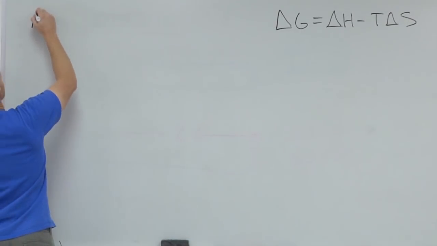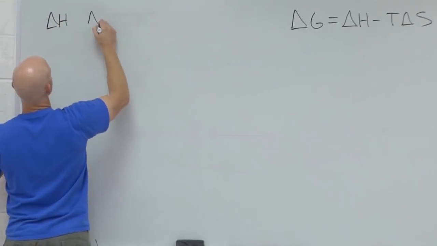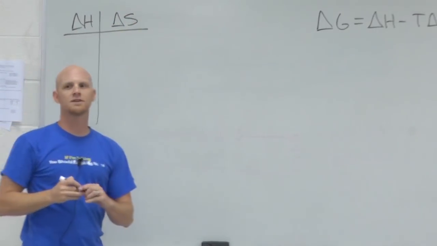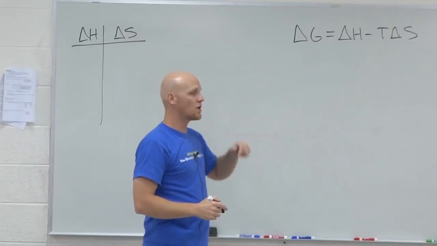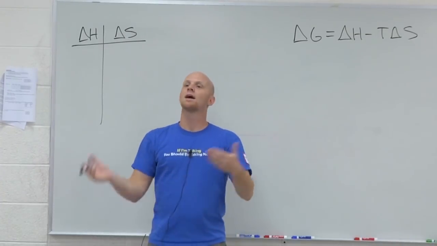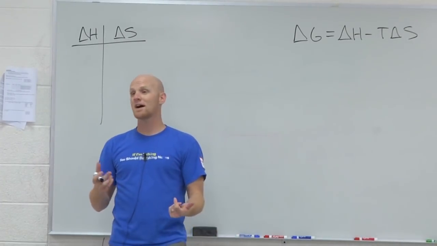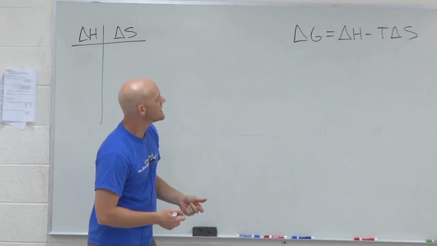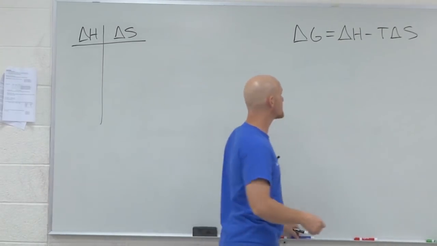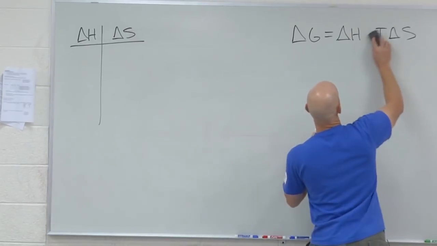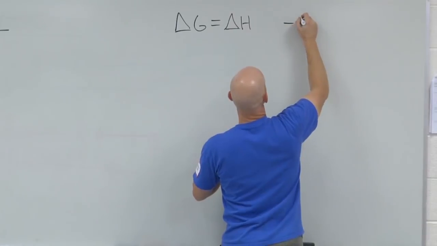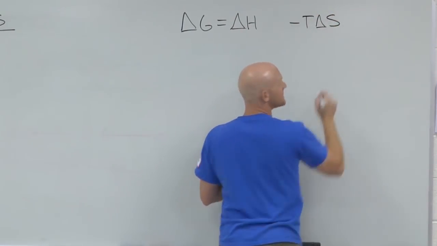So in this case, we're going to talk about delta H and delta S, and whether or not they're positive or negative. We're going to talk about this in a conceptual sense, but then we're also going to talk about it in a mathematical sense. You need to know it one way or the other. So if we look here, we're going to split this up into two terms. Delta H is the first term, and the second term is going to be the negative T delta S.